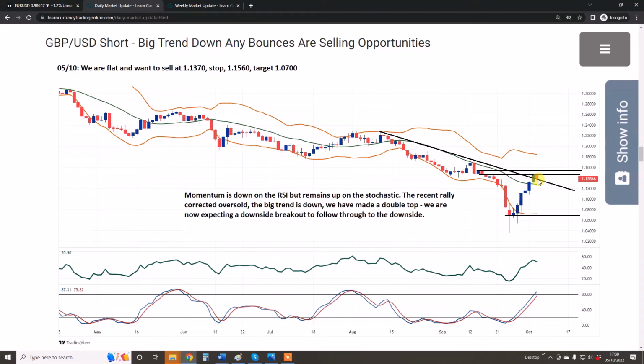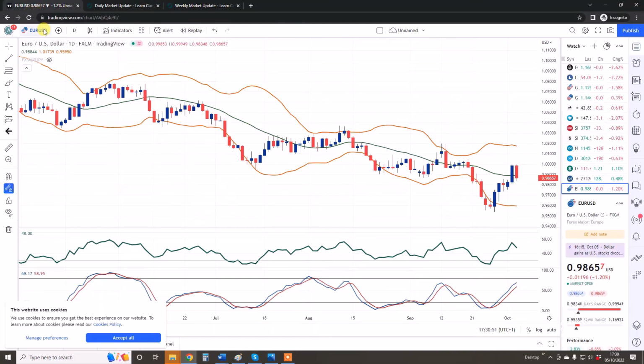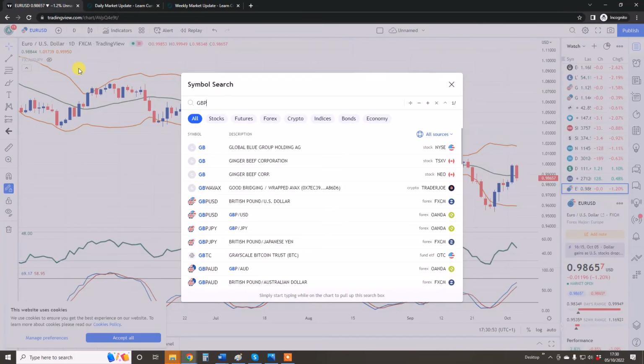We just wanted to sell through this level here. You can see it at the top, 113.70 today. Got a double top, and then you've got a second resistance there. What have we done tonight? Let's have a look. GBP USD.